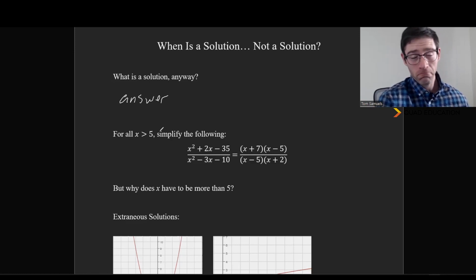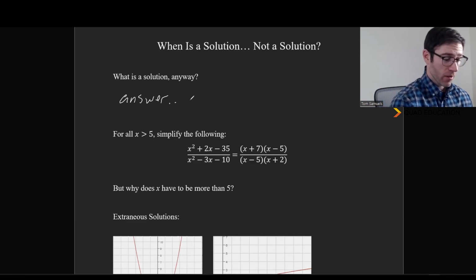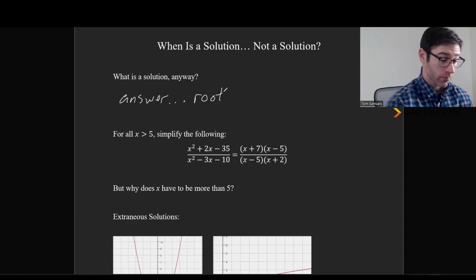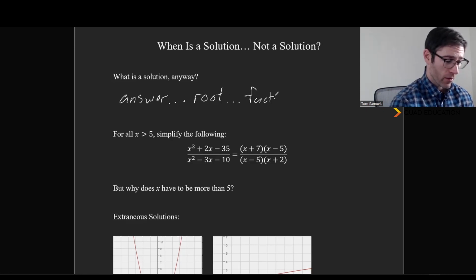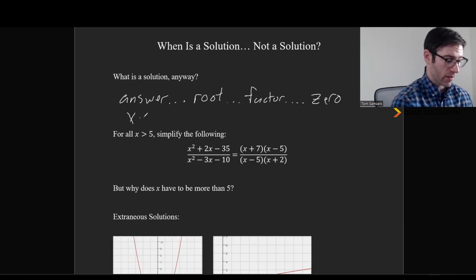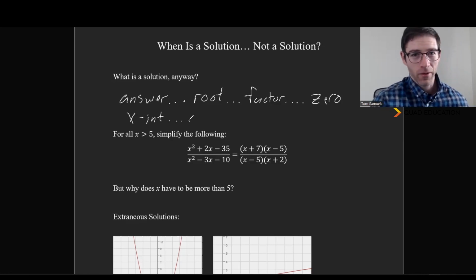All right, if you have one in your head, what do you got? We have solution, maybe an answer, maybe a root. You may know that a root is a solution to a quadratic. Anything else? You may be thinking, well, maybe that's a factor. A factor is also a solution a lot of the time. You may say, well, what is a root but a zero of a quadratic? Or what is a zero but also just the x-intercept of the quadratic as well?